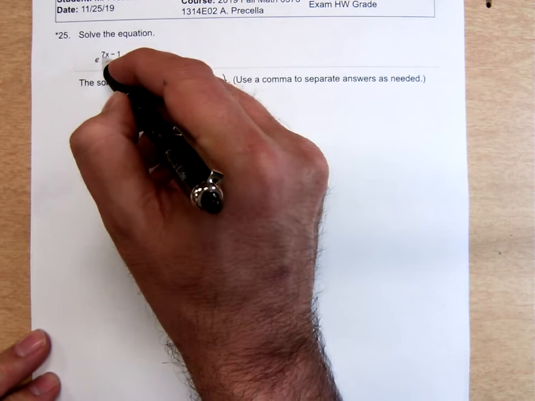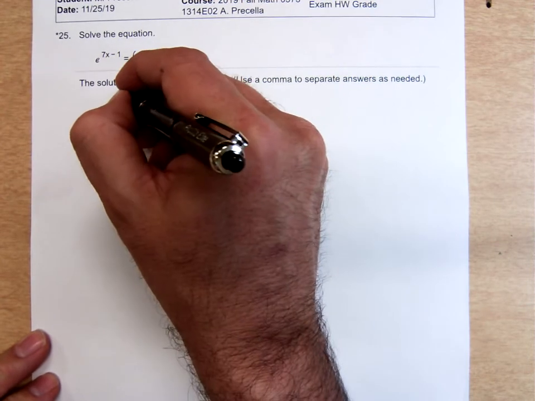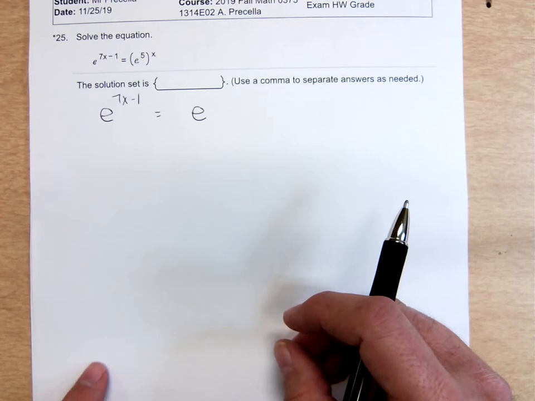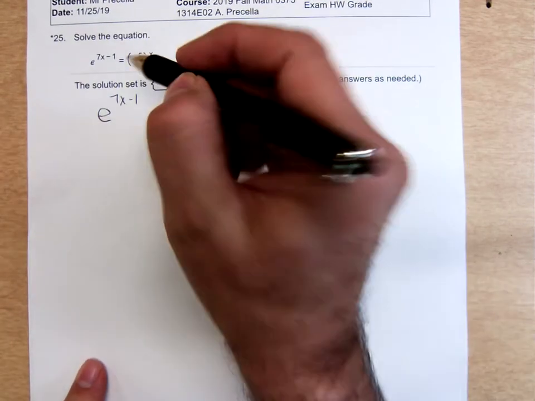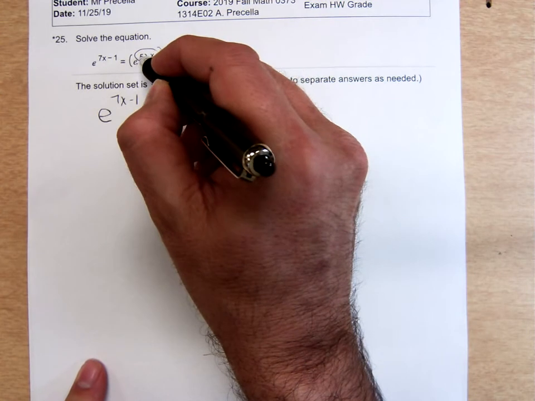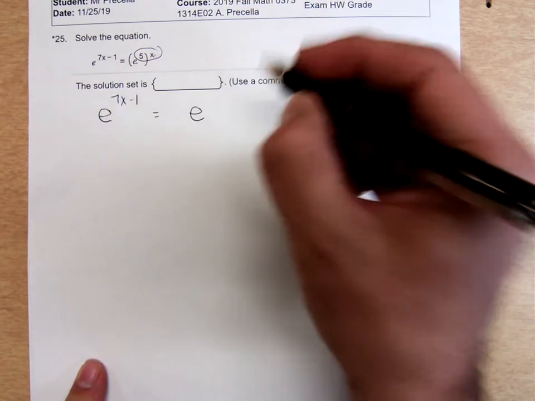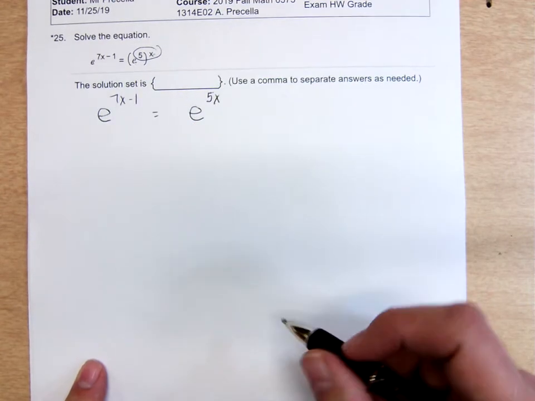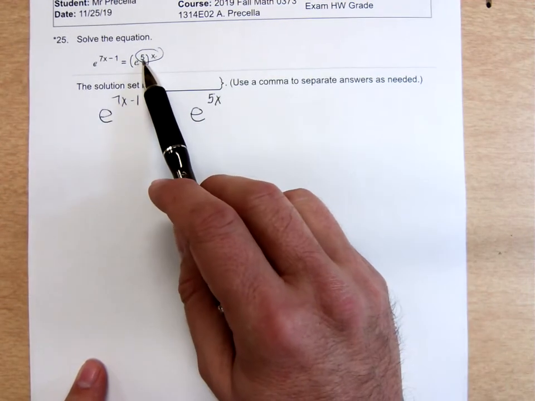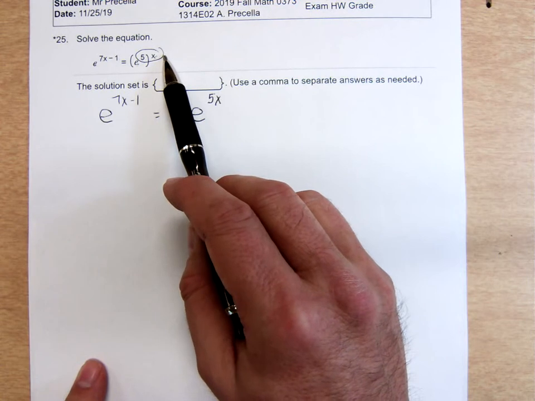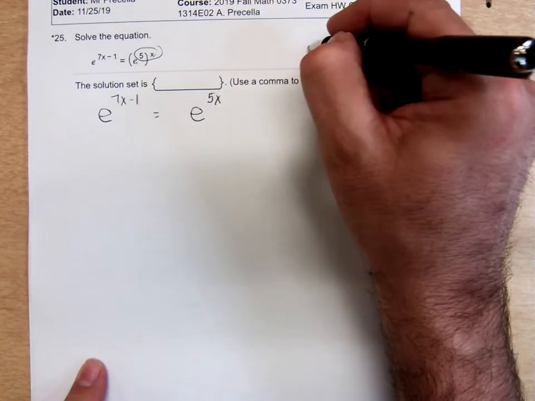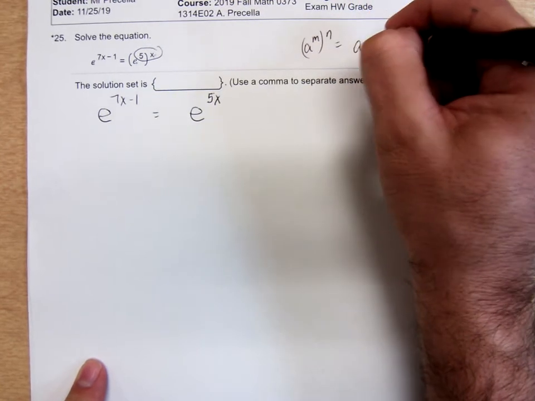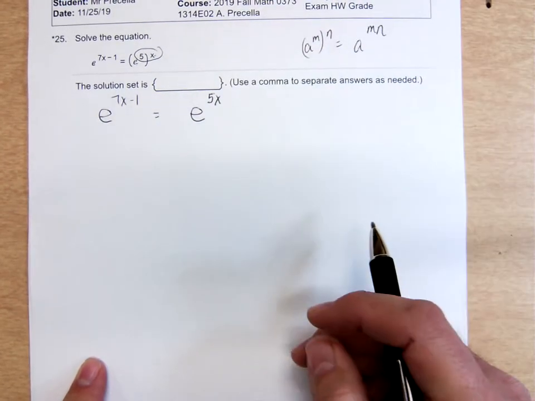This one's already, the left-hand side is already just e to a power. Now the right-hand side, we have one power being raised to another, so you're going to have to write that as 5 times x. There was a rule of exponents: to raise one power to another, you multiply those exponents. a to the m raised to the n is a to the m times n.